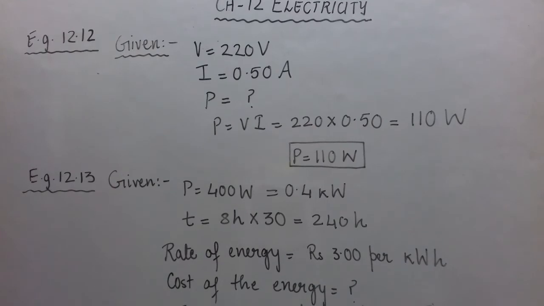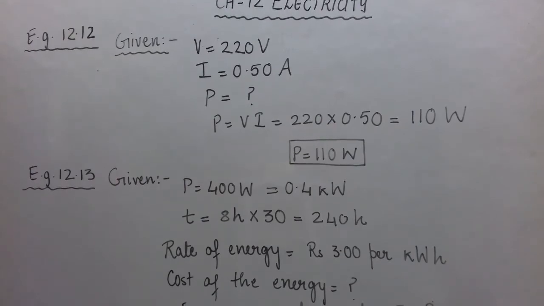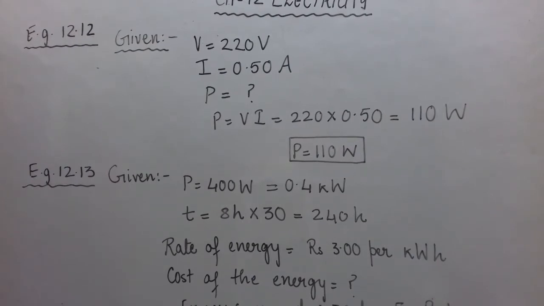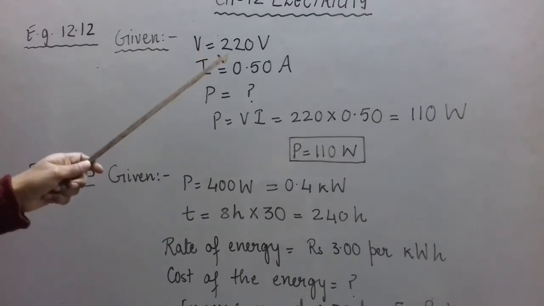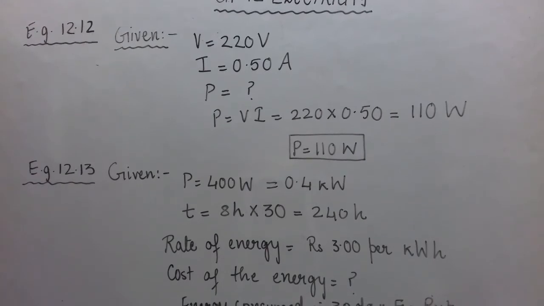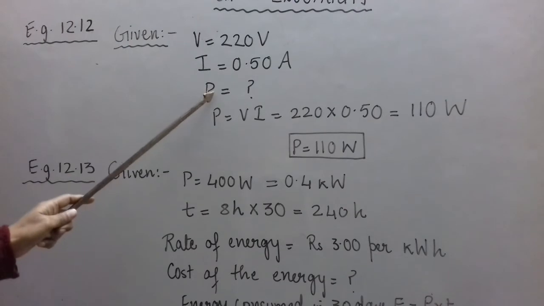Example 12.12. An electric bulb is connected to a 220 volt generator. The current is 0.50 ampere. What is the power of the bulb? So we can write now what is given. Given potential difference V is 220 volts, and the current I is 0.50 ampere, and you have to find the power of the bulb.